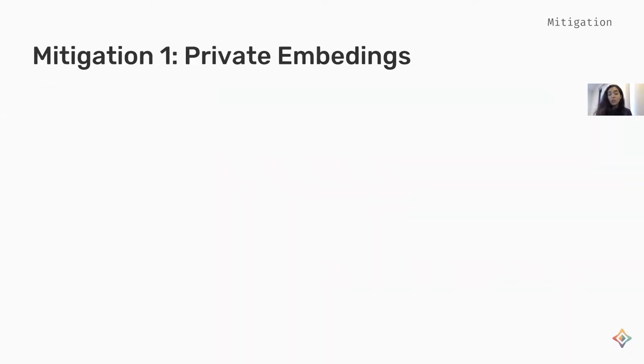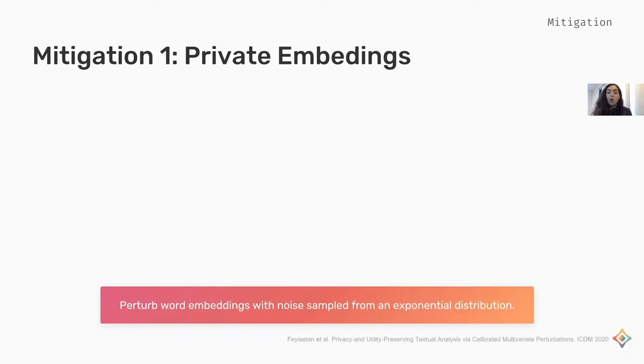Now, the notion of geo-indistinguishability is used in a recent work in the context of word embeddings. In this work, the word embeddings are perturbed with noise sampled from an exponential distribution. This distribution is calibrated such that the perturbed representations are more likely to be words with similar meanings rather than any arbitrary word from the vocabulary.